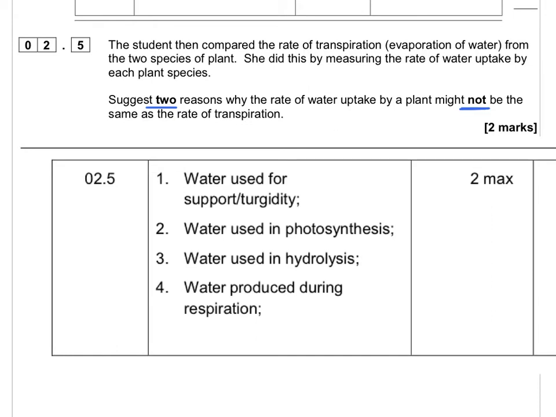So let's have a look at the answers. It can be used for support or turgidity, it can be used in photosynthesis, used in hydrolysis, or water is produced during respiration. So in terms of the spec, it's asking where water is being used in a plant, and you would have covered that in several different areas.